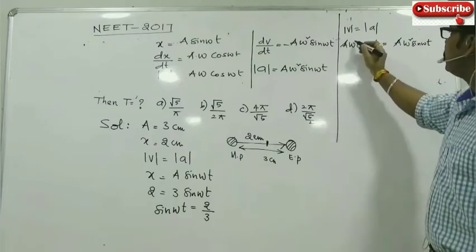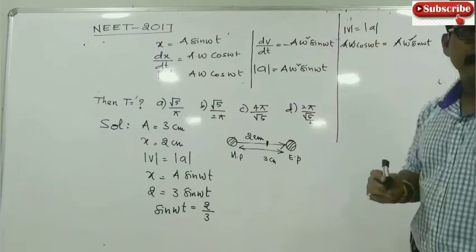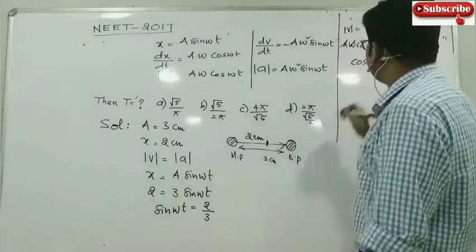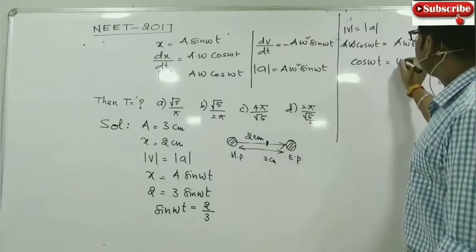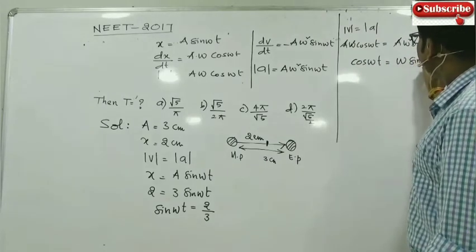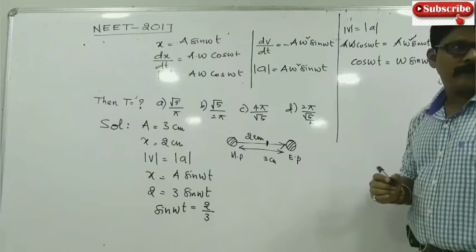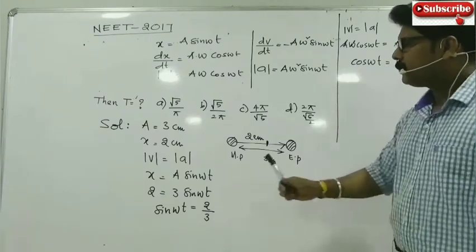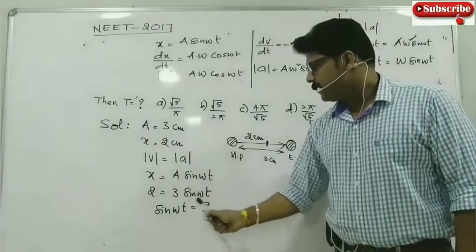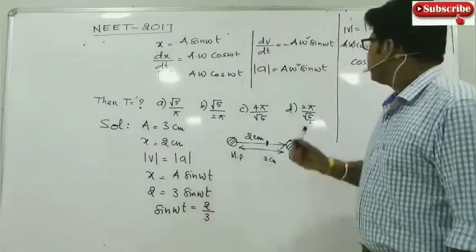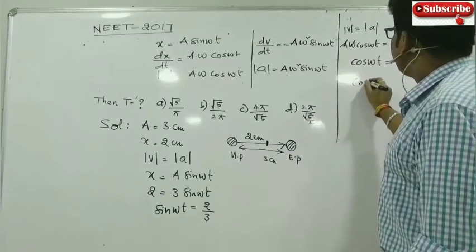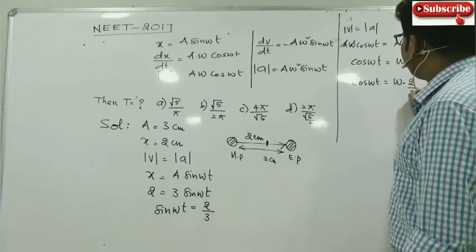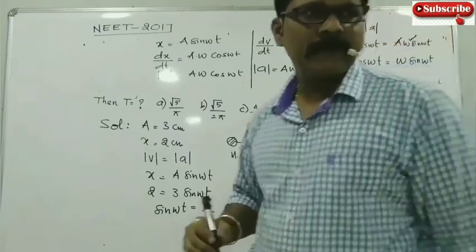What are the terms we have? Omega on both sides. Now cos omega t equals omega into sin omega t. Am I right? Now I don't have cos omega t. I know that x equal to a sin omega t, how much is it? 2 by 3. Now simply substituting, cos omega t equals omega into 2 by 3. Am I right?